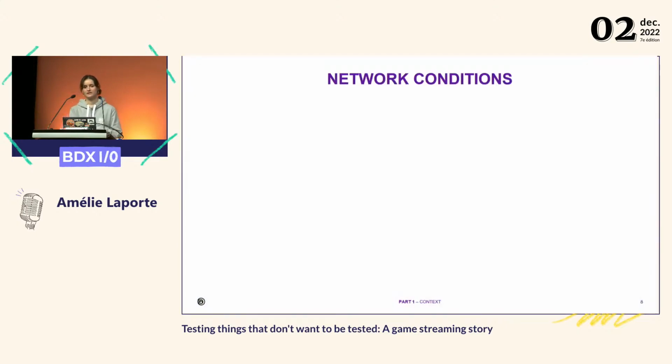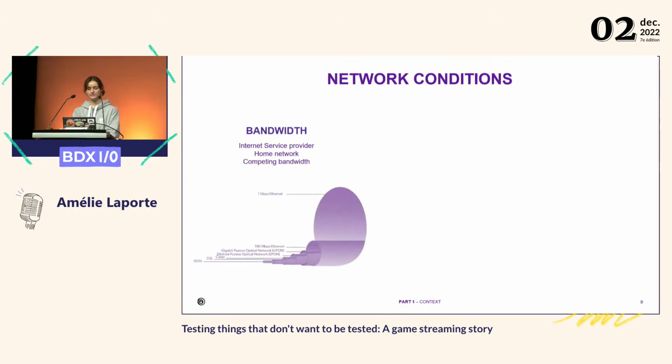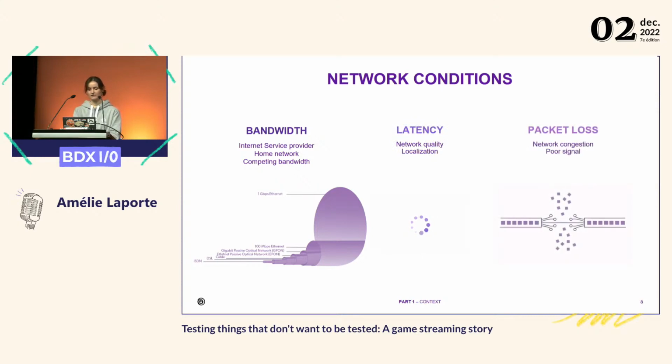We have three key metrics when we talk about network. First, the bandwidth, which is the maximum capacity of data that can be transmitted over a network connection. Then we have the latency, which is the amount of time taken per packet to travel between two devices. And then we have the packet loss, which occurs when one or more packets fail to arrive at their destination. All of these metrics are defined by which type of network you are using, which internet service provider you are subscribed to, where you live, or even how many people are using the same network as you.